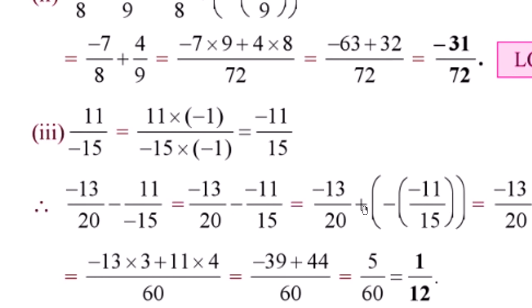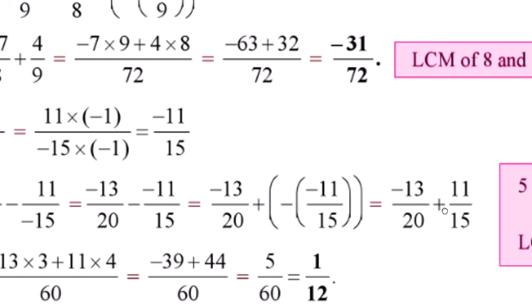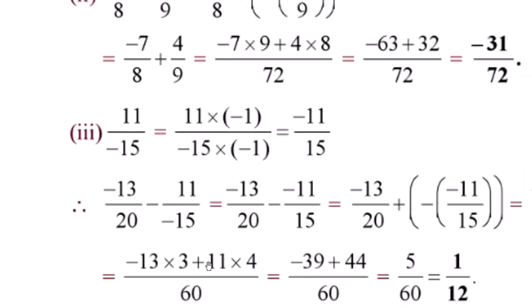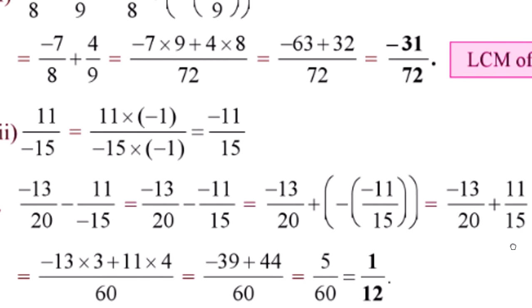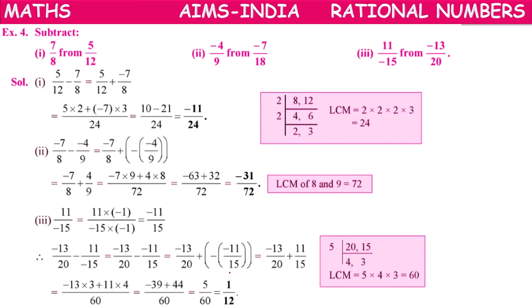Now, subtraction like addition. So, before this, minus symbol will come. Minus into minus, plus. 20, 15, LCM 60. 20 3 times 60, 3 into minus 13. 15, 4 times 60, 4 into 11. Simplification, 1 by 12 is the answer.